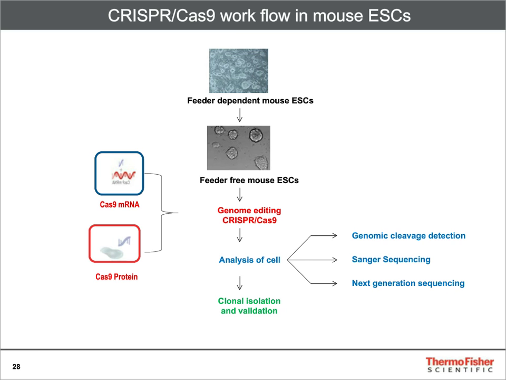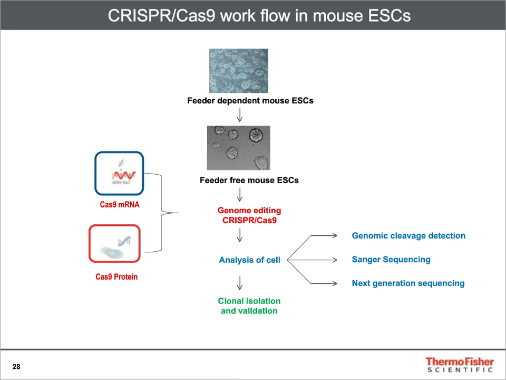We utilize the CRISPR-Cas9 genome engineering tool for genomic modifications. First, target-specific guide RNA is generated, and then we use guide RNA in combination with either Cas9 mRNA or Cas9 protein. Cells are transfected, and 48 hours post-transfection, cells are analyzed using various methods.